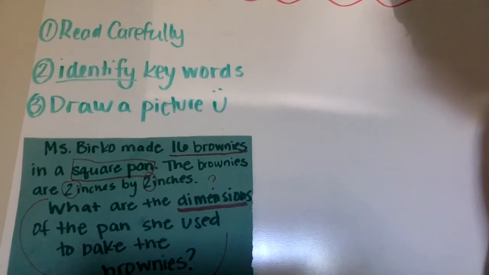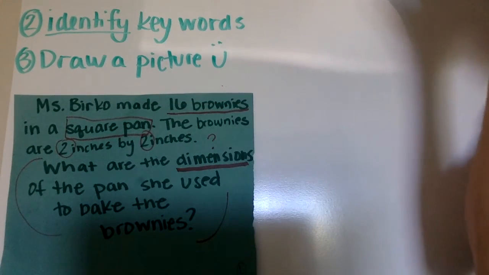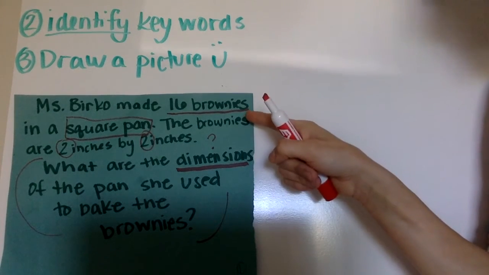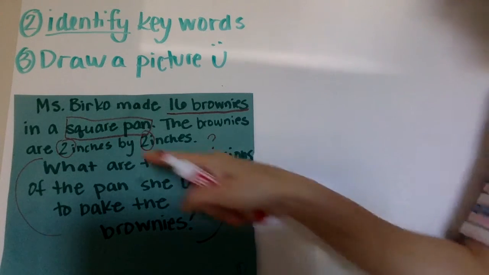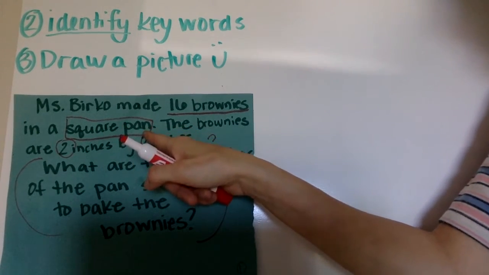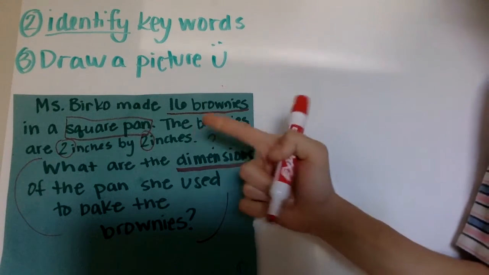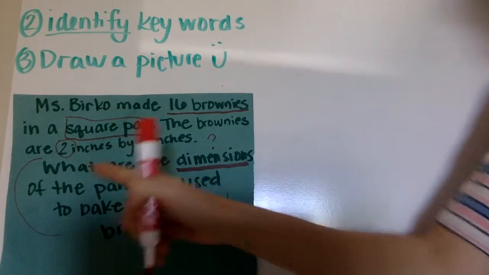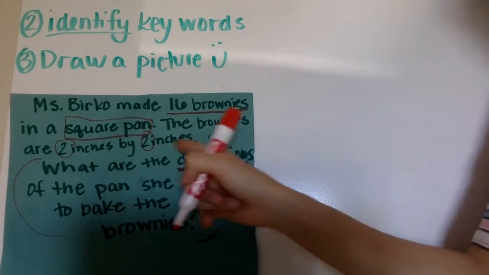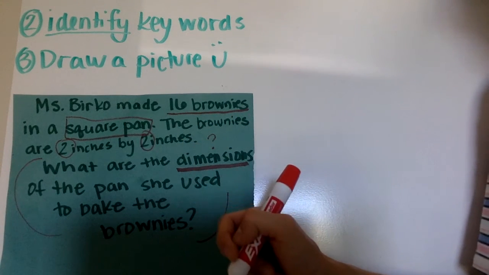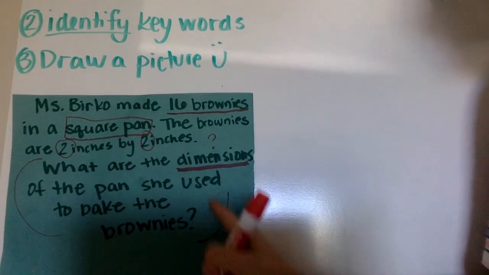All right, so I underlined 16 brownies because that's important. I need to know how many brownies I will cut up to share with my friends, which is you, in a square pan. I already know the shape that I am dealing with. Awesome. The brownies are 2 inches by 2 inches. This tells me the size of each brownie that I will give to my friends. I'm adding that in because I love sharing everything I bake. So now let's look at our question.